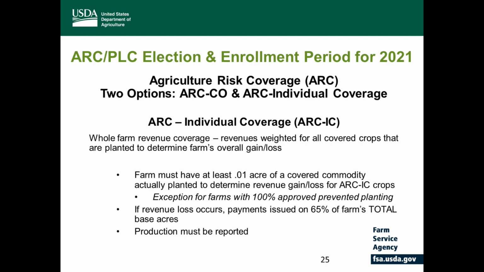So, for example, if you have a farm that has 100 acres of corn base, 100 acres of soybean base, and 100 acres of wheat base, we're going to look at the total base, which is 300 total base acres on that farm, and times it by 65% to get your base acres for payment calculation under ARC IC. And then the last bullet there, if you elect ARC IC, producers have to report production to their county FSA office.